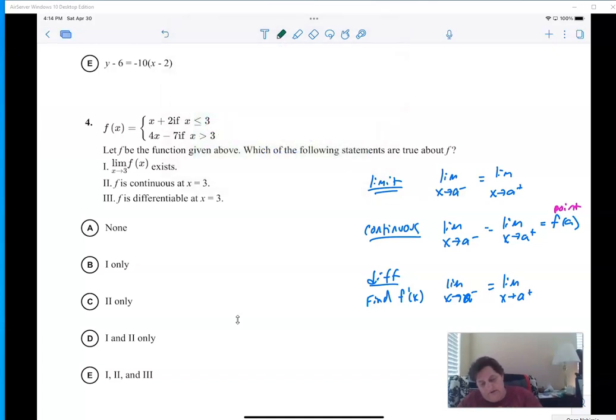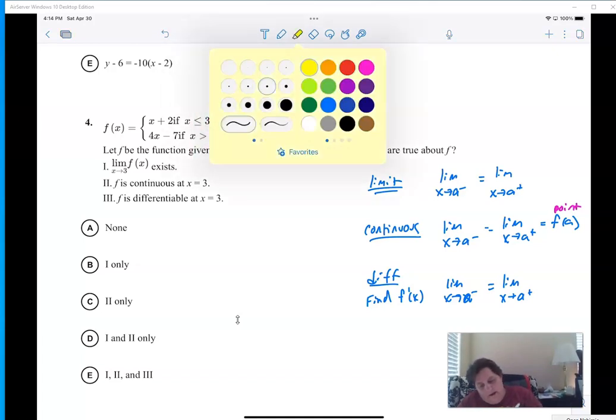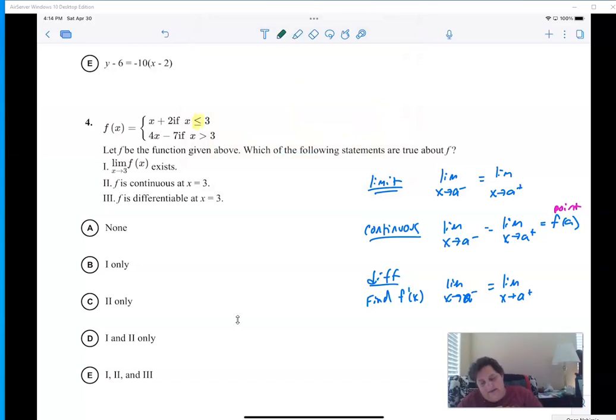Now, one thing I want to notice is, right here, it's equal to and it's less than. This represents the left-hand limit, less than 3. This also represents the point because it's equal. Right here, when it's greater than 3, that represents the right-hand limit, okay? So let's check if my limits are equal. All right, I'm going to plug in 3. 3 plus 2 is 5. I'm going to plug in 3. 12 minus 7 is 5. Does the limit exist? Yes.